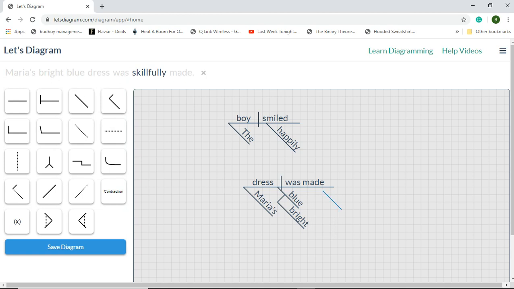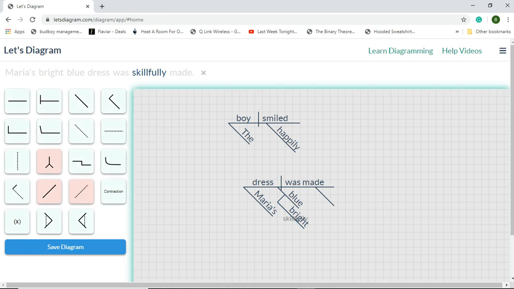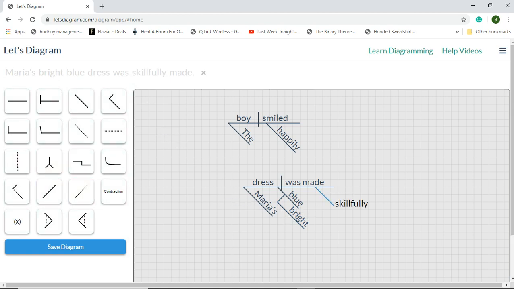So, the last word that remains is skillfully. Skillfully is modifying the verb phrase was made, or the verb made. So how was it made? It was made skillfully. So it answers the question how. And this is what number 2 should look like.